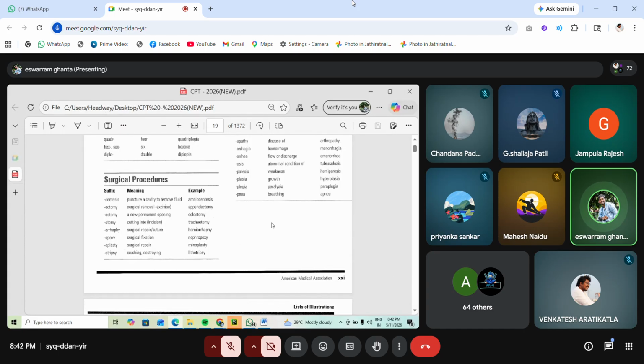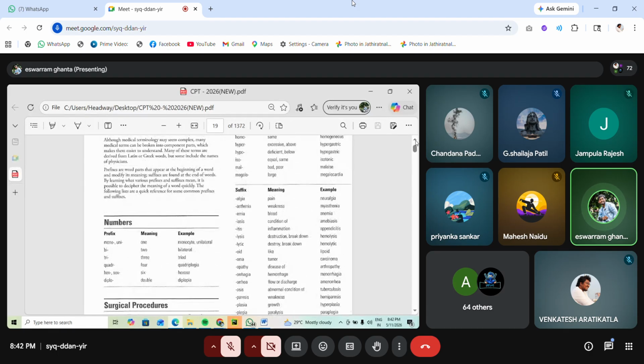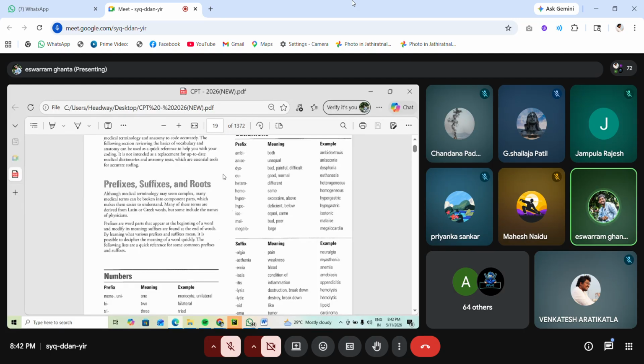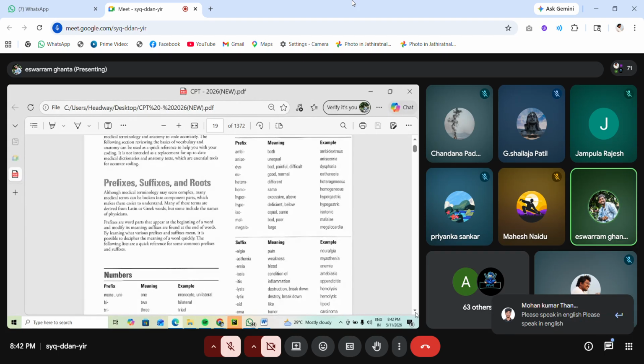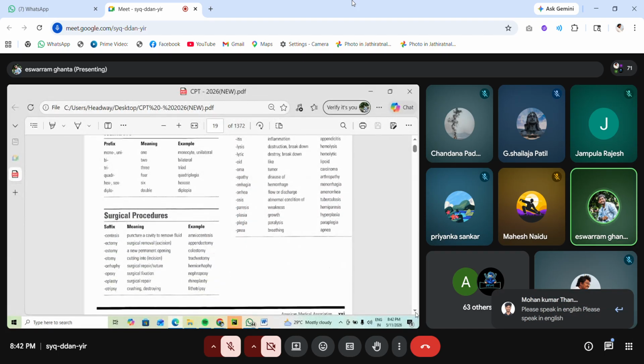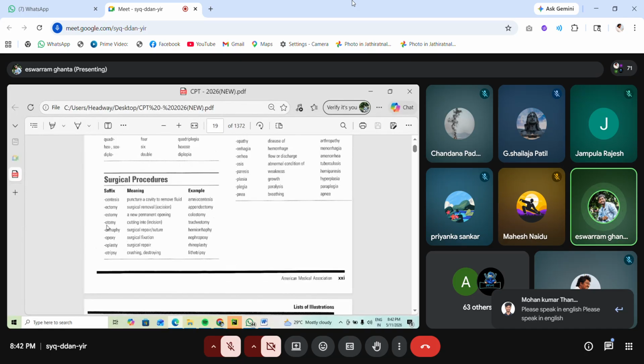There are a few important procedures here. You can go through all these things after completion of the class. Prefix terminology and suffix terminology are very important for you. Just as examples: ectomy means removal. Centesis means puncturing. Ostomy means permanent opening. Otomy means cutting. You need to know what is meant by centesis and what is meant by ectomy. That's why it is very important.